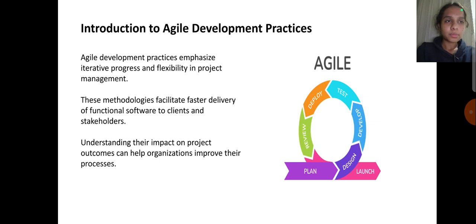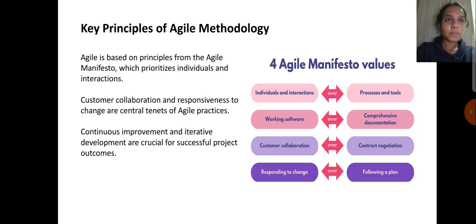And next is key principles of agile methodology. Agile is based on the principles from the Agile Manifesto, which prioritizes individuals and interactions. Customer collaboration and responsiveness to change are central tenets of agile practices. Continuous improvement and iterative development are crucial for successful project outcomes.